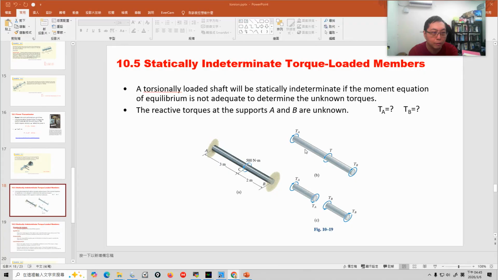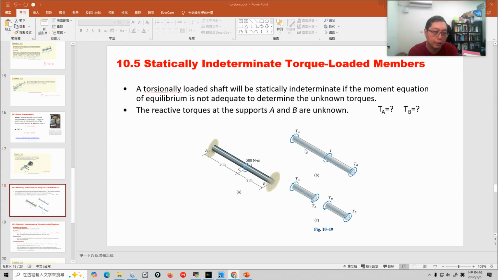In axial loading systems, we also have the statically indeterminate problem. The concept is that after you use rigid body equilibrium, you find you don't have enough equations to solve the unknowns. That's called statically indeterminate. In this situation, you need to find more equations to solve the problem, and most of the time, these additional equations are constraints of the system.